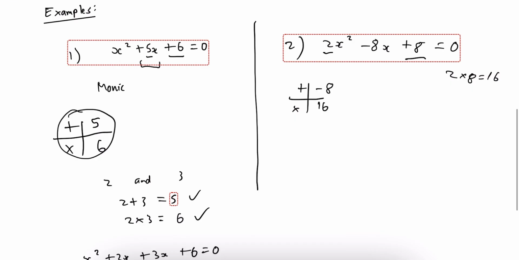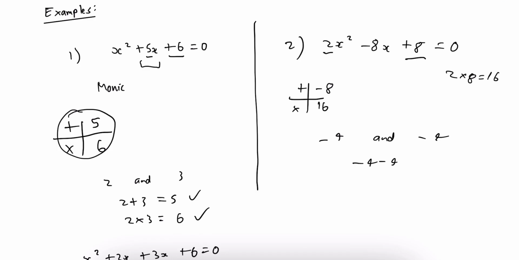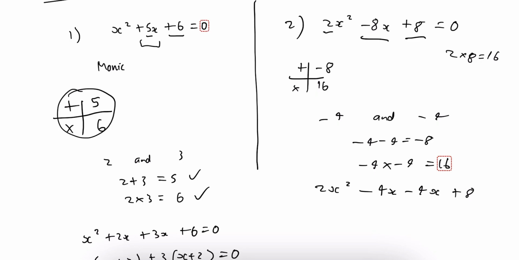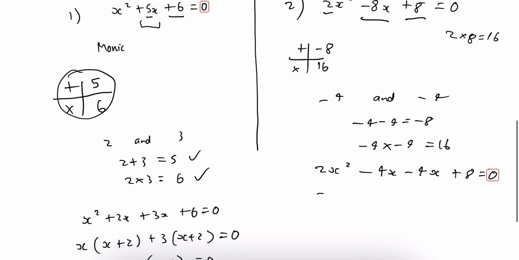All right, so of course those two numbers via inspection are -4 and -4, because -4 plus -4 equals -8, and -4 times -4 equals +16. So we're going to use the same splitting method where we split up the -8x into two terms. And now we can factorize in pairs. So take out what's common.